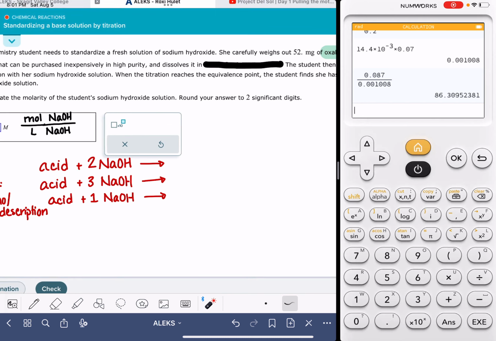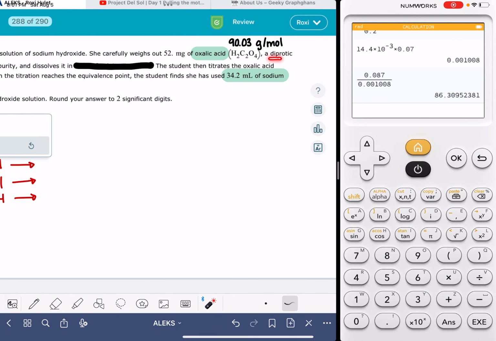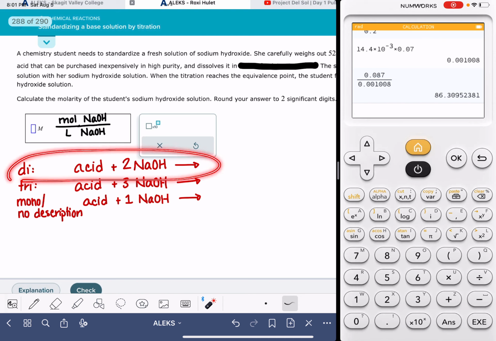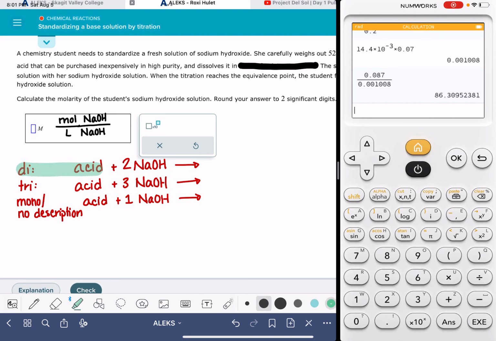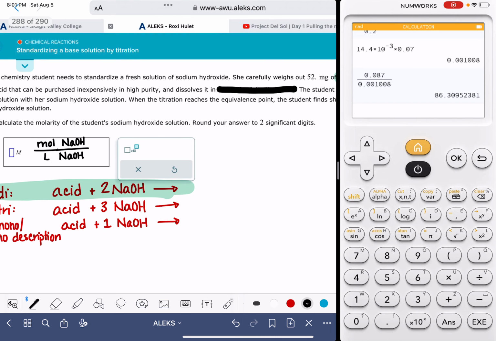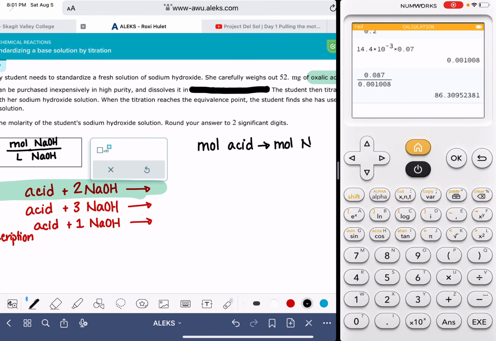So based on whatever word ALEKS is using to describe the acid, you are going to need to choose the appropriate equation for your particular titration in order to get the stoichiometric coefficients correct. Now what we're going to do is figure out how many moles of this acid we have, and we're going to use stoichiometry to convert those moles of acid into moles of NaOH. And once we know the moles of NaOH, we can just plug that into this molarity equation.